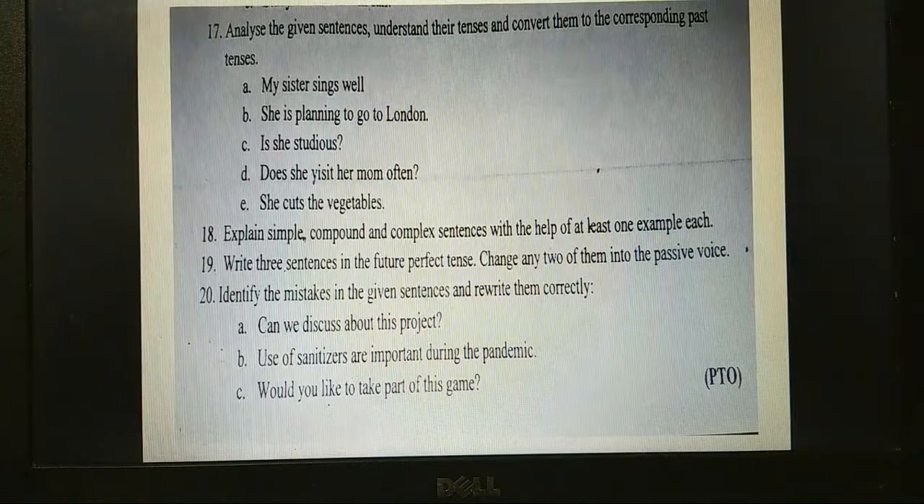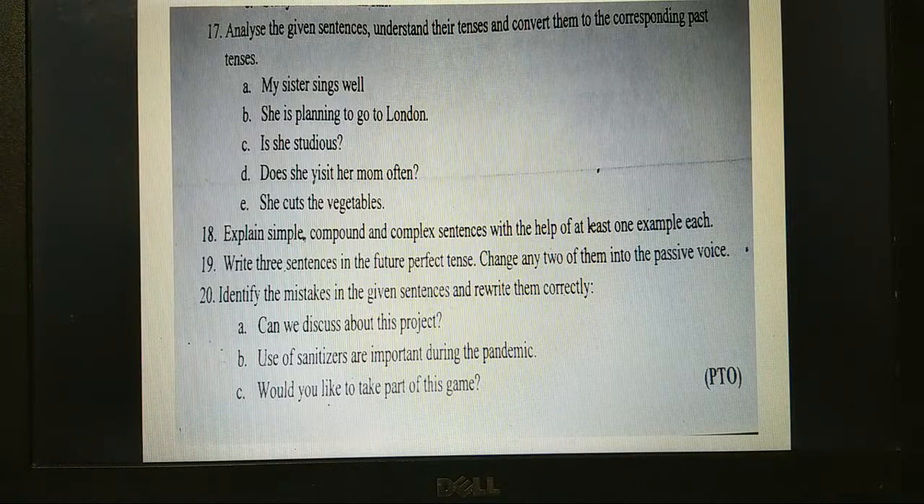A simple sentence is a sentence with one clause, that is one subject and one predicate. Example, John plays cricket. Now, a compound sentence. A compound sentence is a sentence which has two or more independent clauses, and the independent clauses are combined with coordinating conjunctions such as and, but, yet, either or, neither nor, etc.